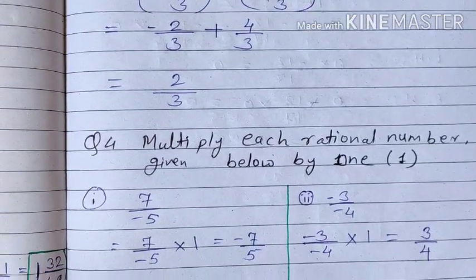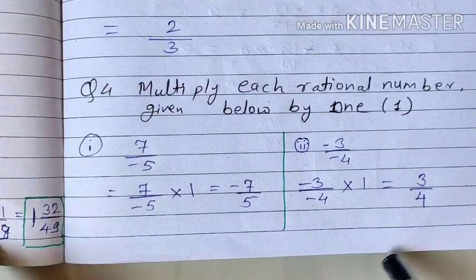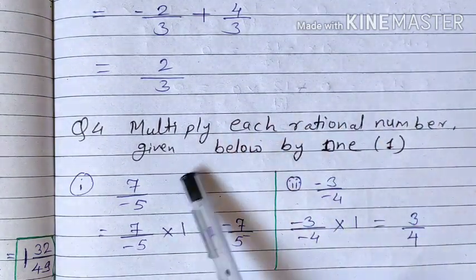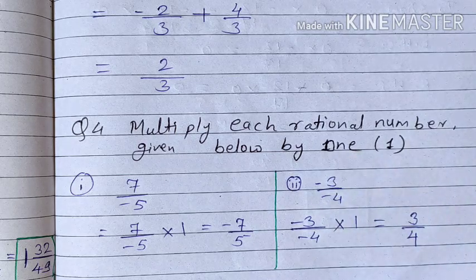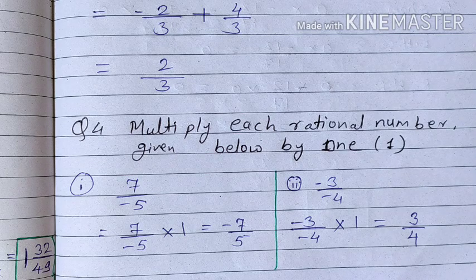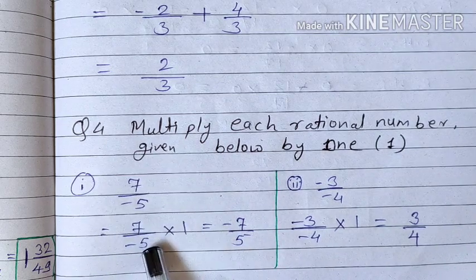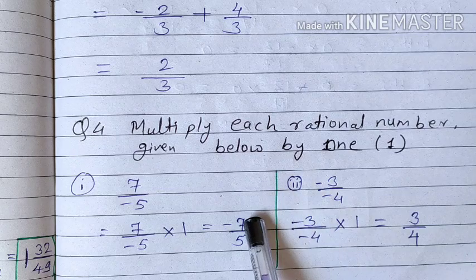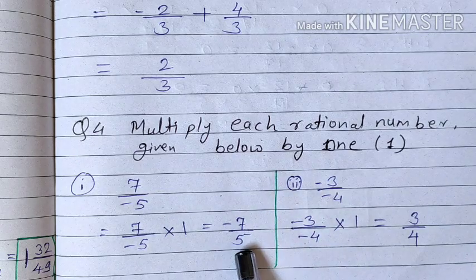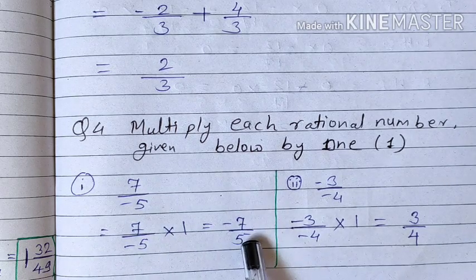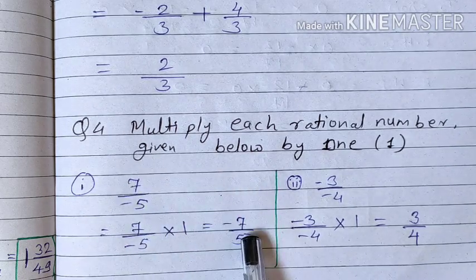Then there is a question number 4th. So what is the question number 4th here? Multiply each rational number given below by 1. As we have learned in the properties of multiplication, any number multiplied by 1, we get the same number. Is that clear? The same property we should apply here. 7 divided by minus 5 multiplied by 1, we are getting minus 7 upon 5. Same number, 7 upon minus 5 and minus 7 upon 5. Just we shifted this minus sign to the numerator.